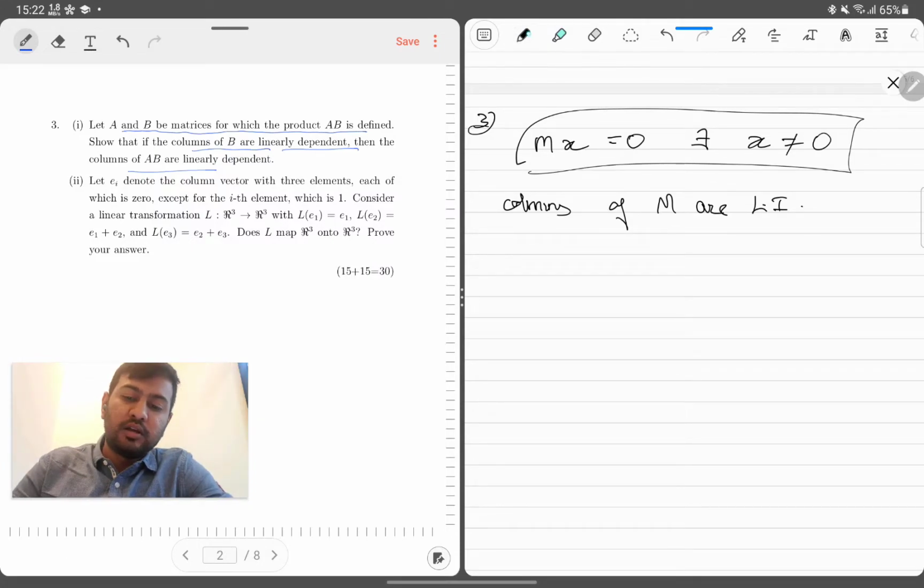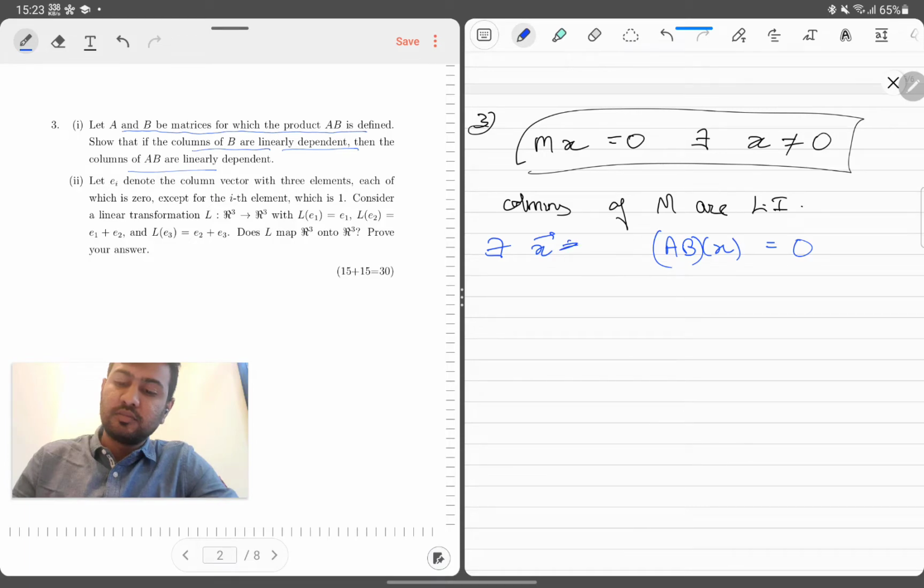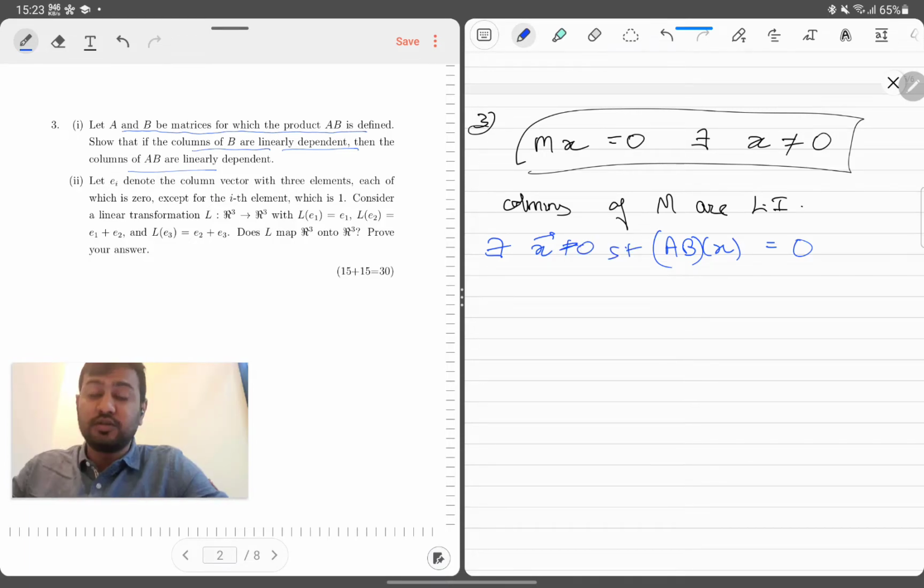So now we are given that the matrix B has linearly independent columns. For A times B, this matrix, we have to show that it has independent columns. It means that there exists some x vector such that AB times x is equal to 0 for x not equal to 0. So there exists x not equal to 0 such that this thing is true.